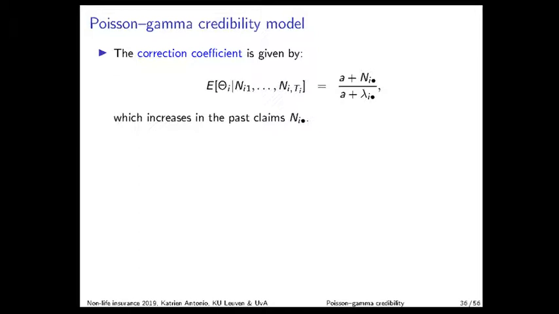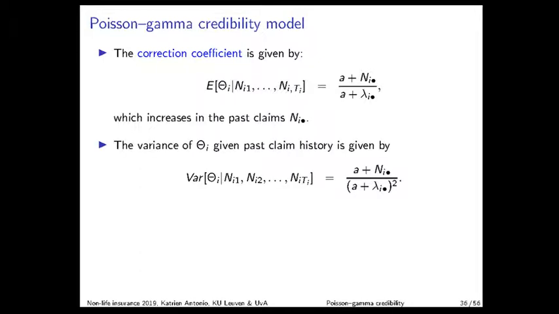Now, having an explicit expression for this posterior distribution of theta i available, we can show some actual credibility premiums. In the Poisson gamma model, the posterior mean of theta i, given the past claims n_i1 till n_iti, is the ratio between a plus the sum of the n_it and a plus the sum of the lambda_it. This follows from the expression for the mean in a gamma distribution. Using the expression for the variance in a gamma distribution, the expression for the posterior variance of theta i, given the random variables n_i1 until n_iti, follows easily.